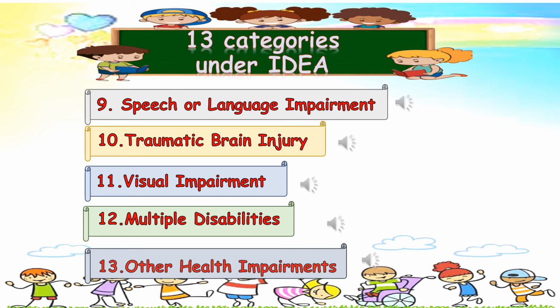The last category under IDEA is other health impairments. The umbrella term other health impairment covers conditions that limit a child's strength, energy, or alertness. One example is ADHD, which impacts attention and executive function.